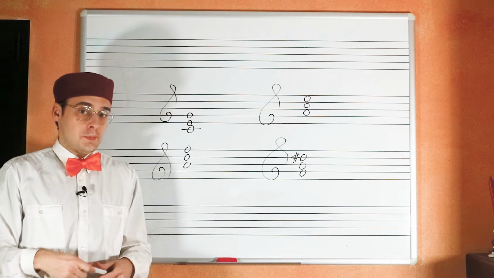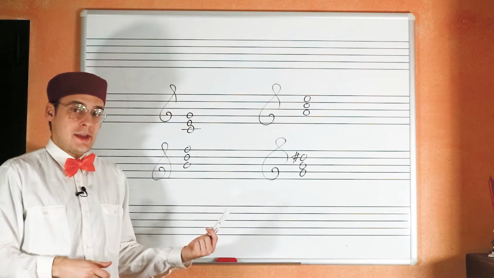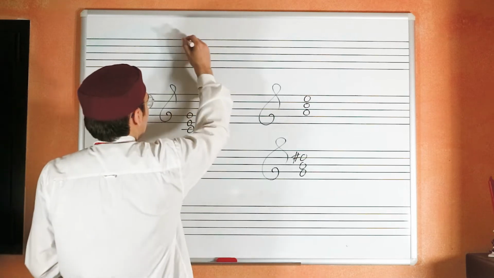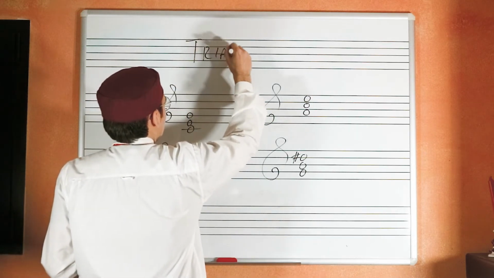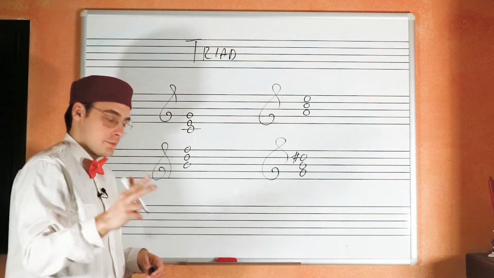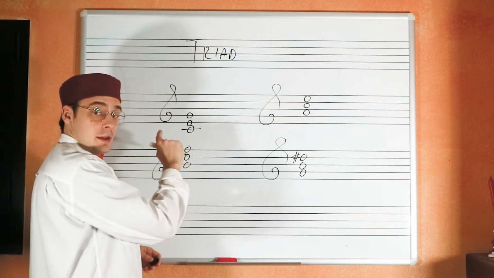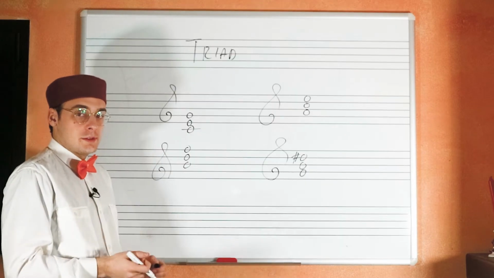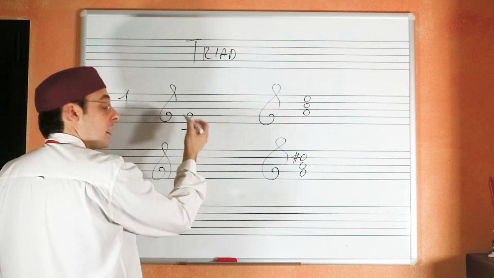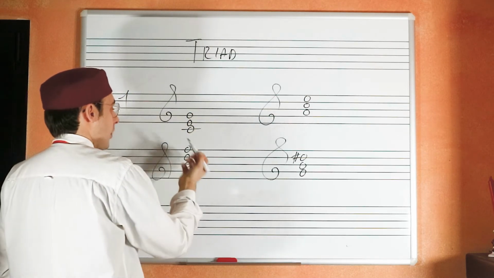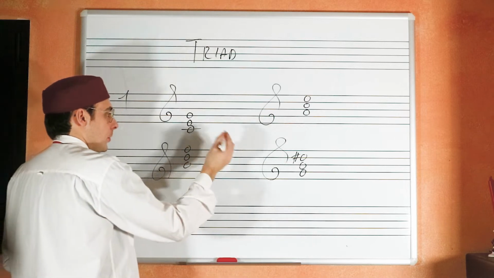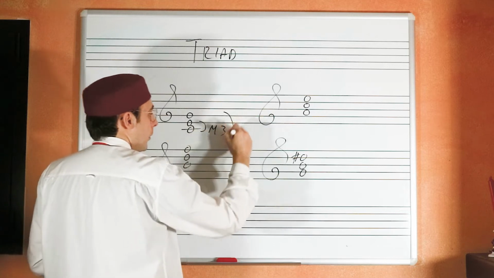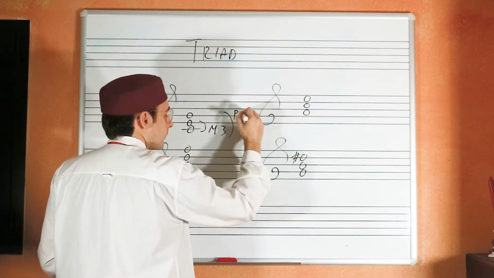There are four species of this triad. It is also called triad because it is composed of three notes: the first, the third, and the fifth. So we have four species. The first species is the major chord, the major triad. It is composed of a major third and a perfect fifth.